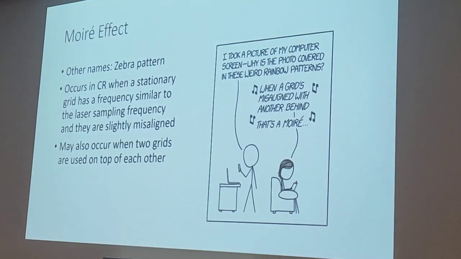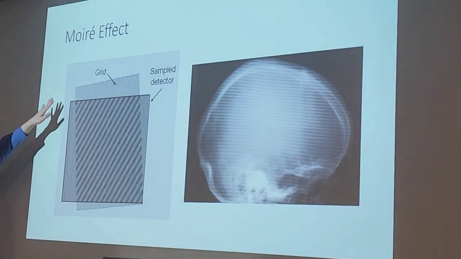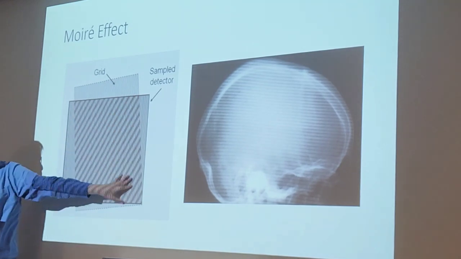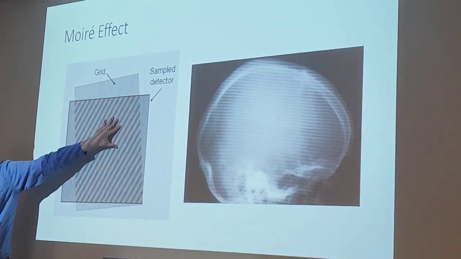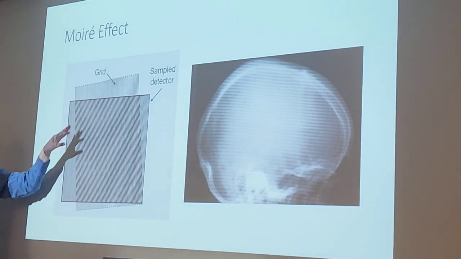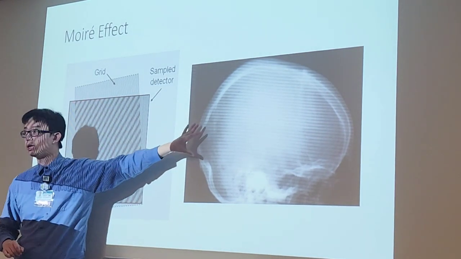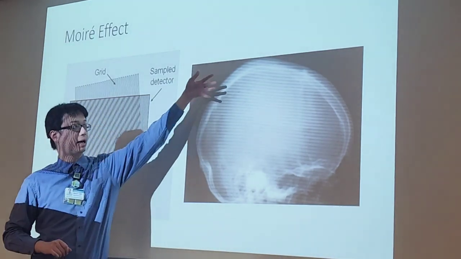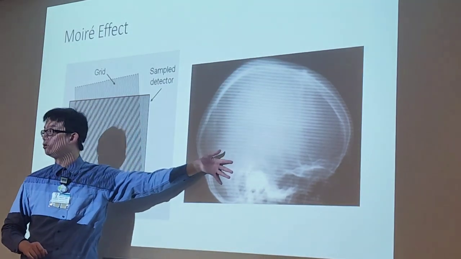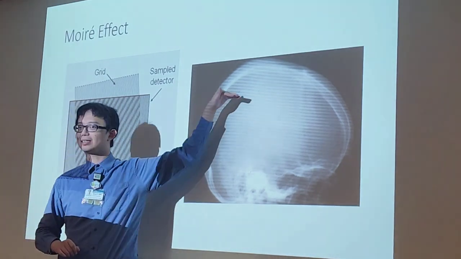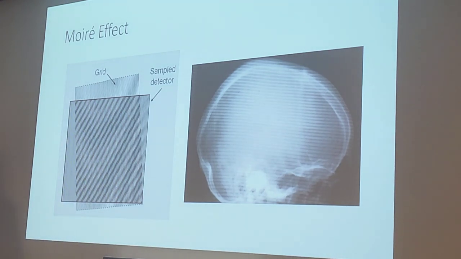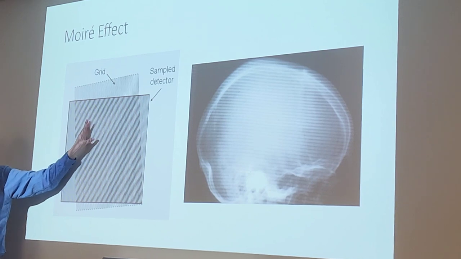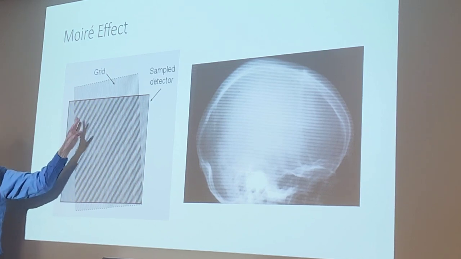So if this is our grid, and this is the way we scan our lines, notice that by overlapping these, we get these dark bands that come across. That's what we are seeing here. You see these lines coming across our image at this slight angle? These black lines at a slight angle, that is the Moiré artifact. The grid is at a slightly different angle to the way we are scanning our CR cassette or our PSP plate inside the reader.